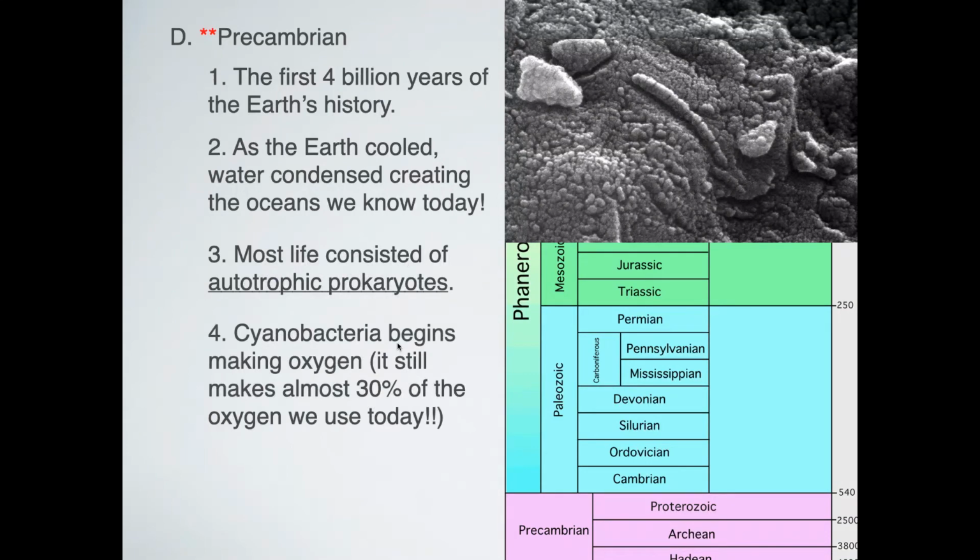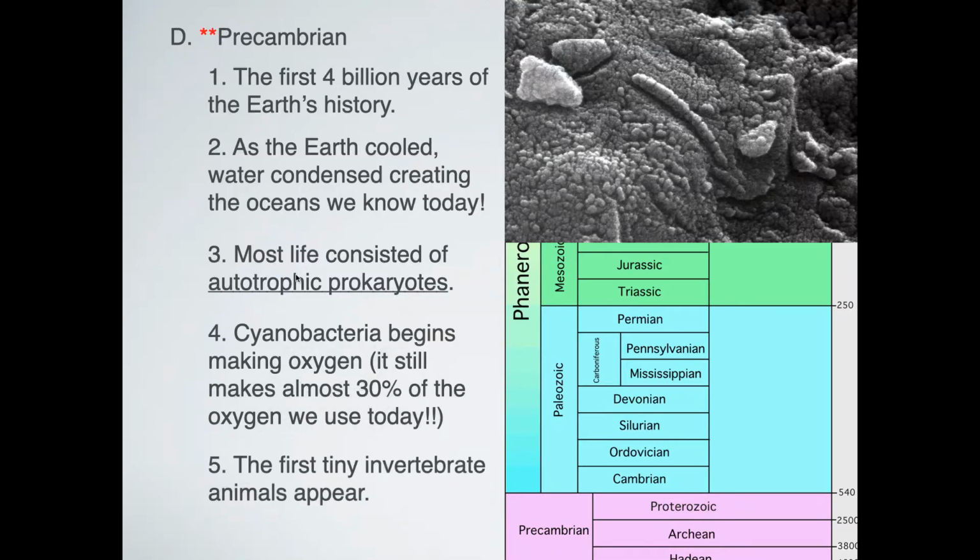Cyanobacteria begin to make oxygen at this point, okay? It still makes 30% of the oxygen that we use today, but this is where oxygen comes from in our history of life on Earth. So it is a byproduct. It's basically like CO2 to them. It's not something they need. So they produce the oxygen and it just bubbles out into the atmosphere.